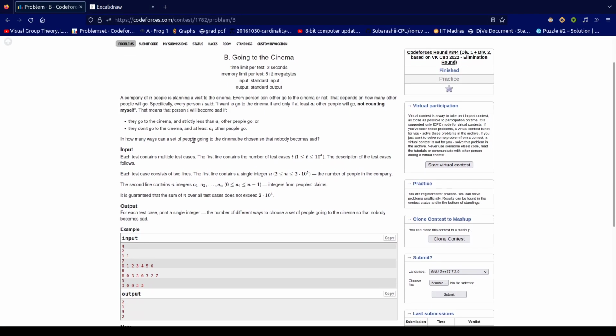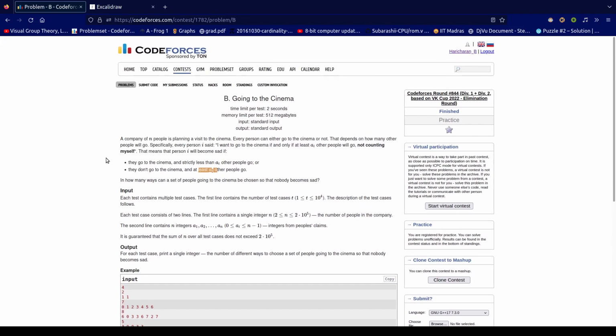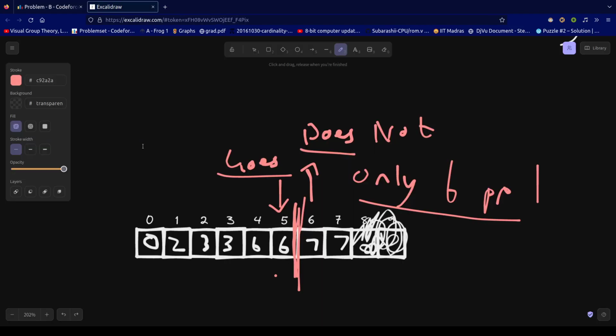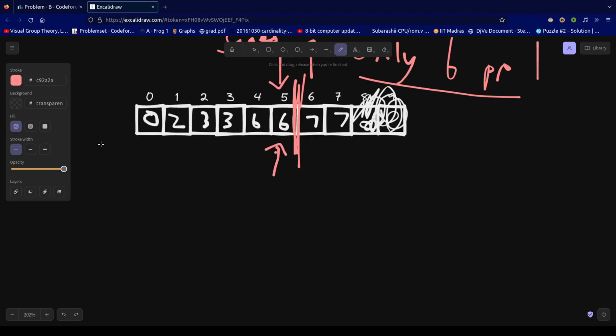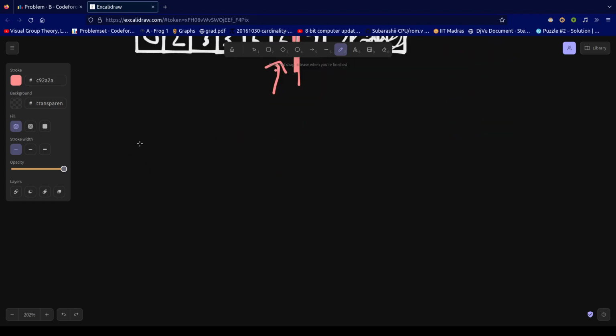All that means is, if they don't go to the cinema and other people go, they'll be sad, right? And since we don't want anyone to be sad, anyone to the right of them cannot go. The same logic applies for this person also. Say this person goes to the cinema, everyone to the left of them has to go. If everyone to the left of them doesn't go, they'll all be sad, for the reasons I mentioned before. So now the point is this: we have some sorted array.